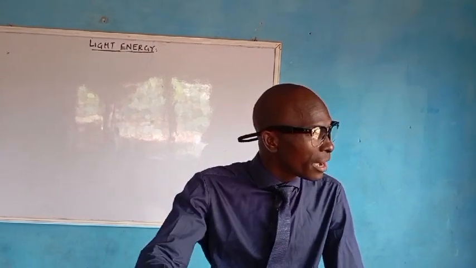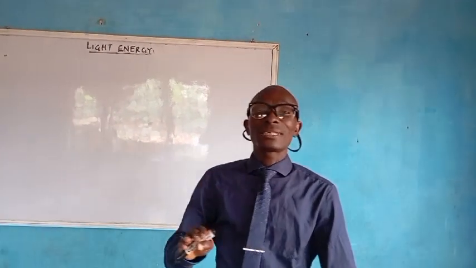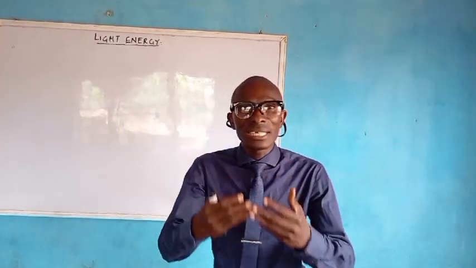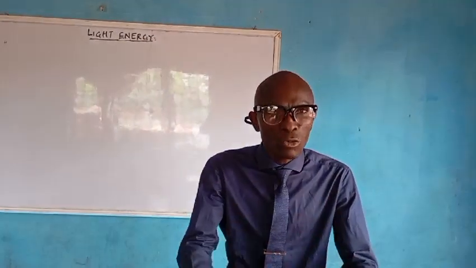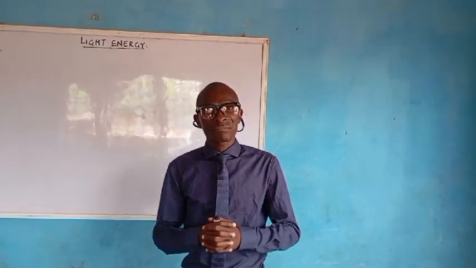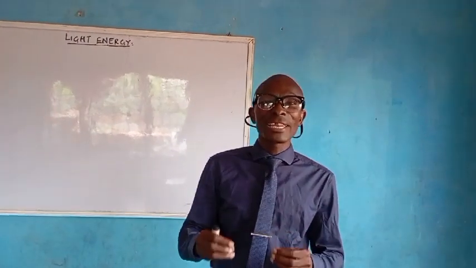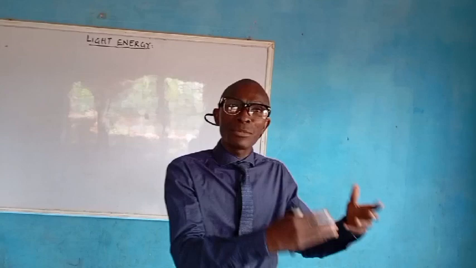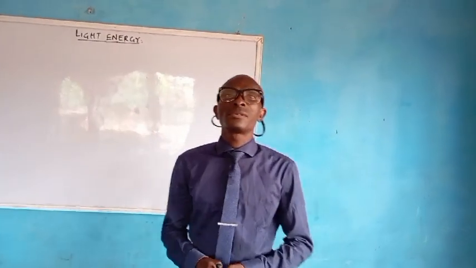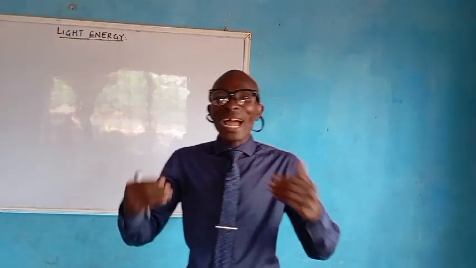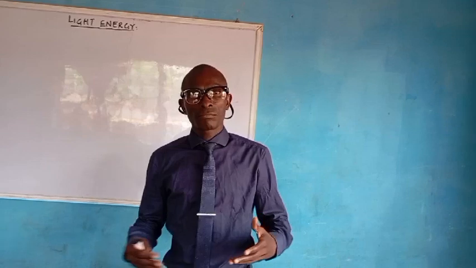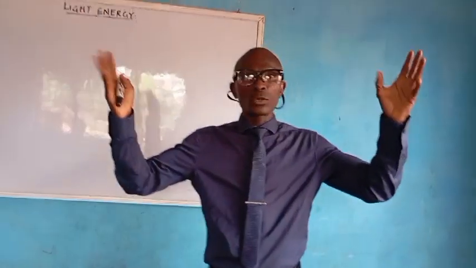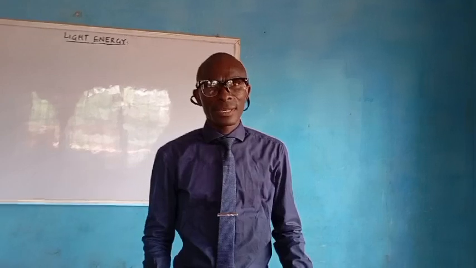So when we are talking about light, you must know that light is a transverse electromagnetic wave. It does not require material medium for propagation. You see? So light travels through vacuum. Now when we talk about the fastest thing on earth, we are talking about light.